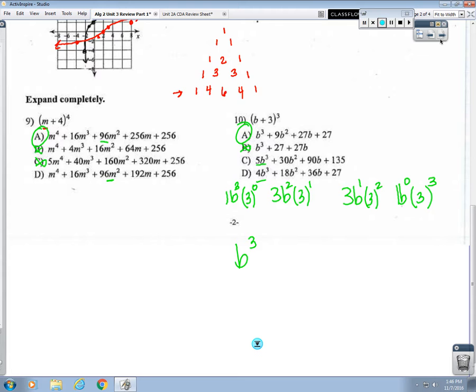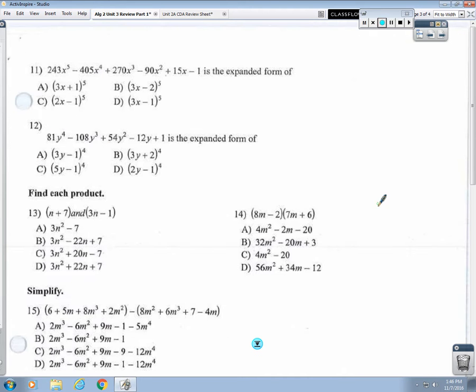Okay, next page. This is the expanded form of which one? Okay, well first let's start talking about how to narrow it down. Pay attention.